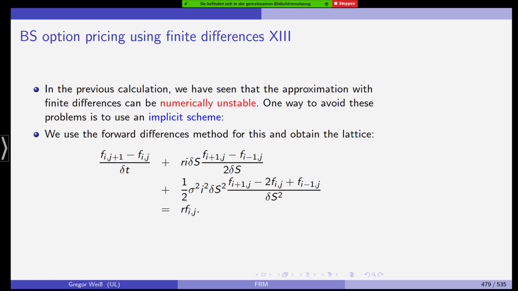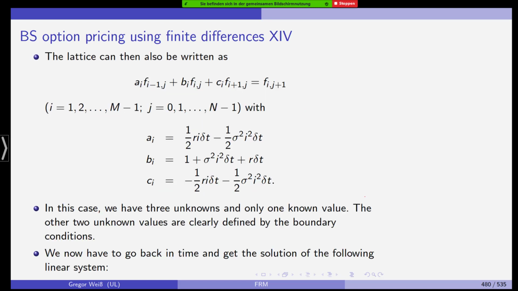And one way to avoid this is to use an implicit scheme. And we now use forward differences for this. We get a slightly different lattice. This is again, as you can see, the PDE. This is a partial differential equation where we've substituted the Greeks using forward finite differences. We get an even more complicated scheme. We have some unknowns A1, AI, BI, and CI. Actually, you don't need to remember this. This is simply a variant of the explicit scheme.